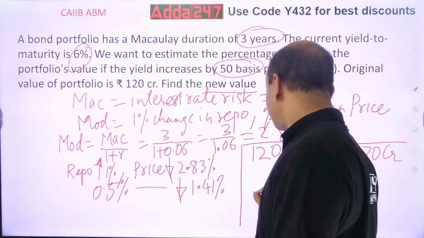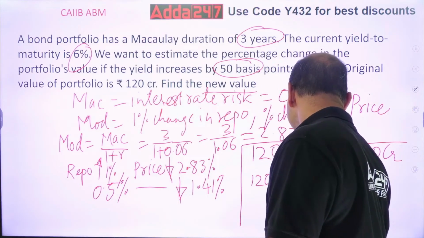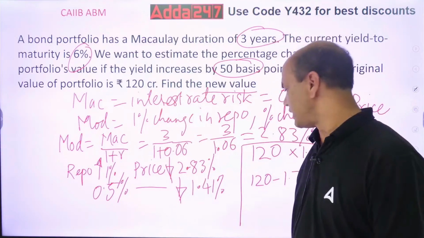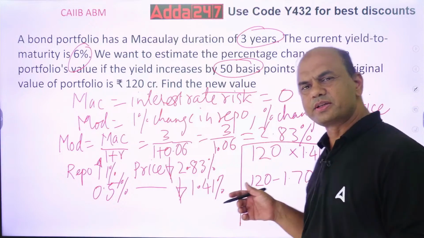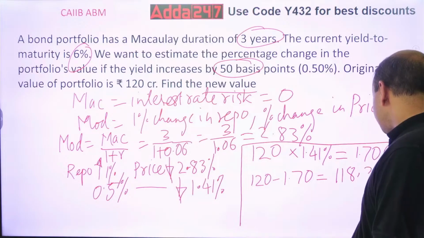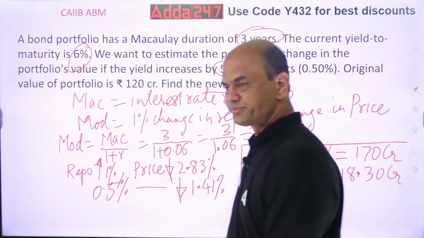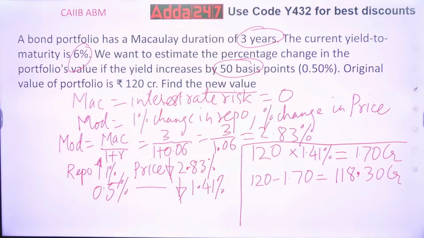So the new value will be 120 minus 1.70. So that is equal to 120 minus 1.70, 118.30 crores. This is the value of your new portfolio. So these are the two answers. Everyone, got it? These are the two answers.